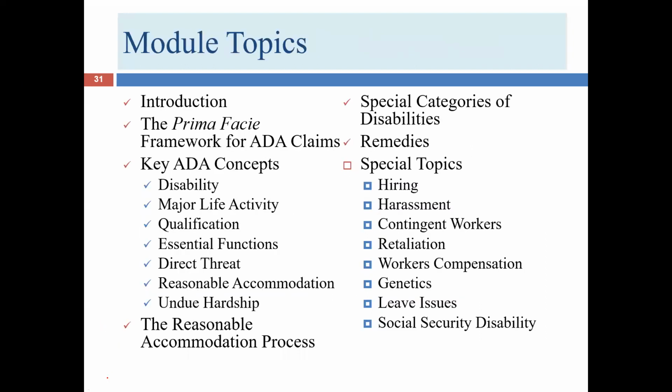So at this point, we have completed this presentation. In this lecture, we've talked about the reasonable accommodation process. We've talked about several special categories of disabilities, and we've discussed the remedies that are available to the successful ADA plaintiff. I hope that this presentation has been helpful for you.